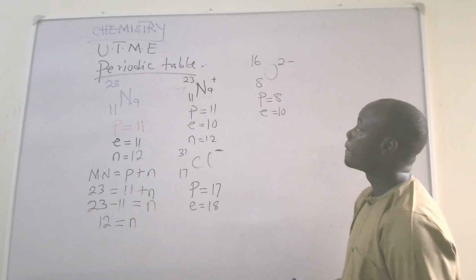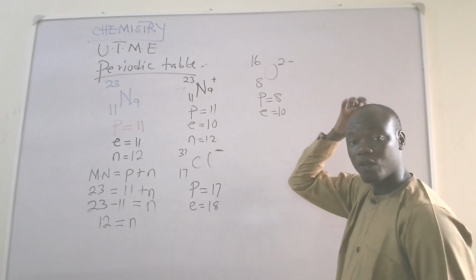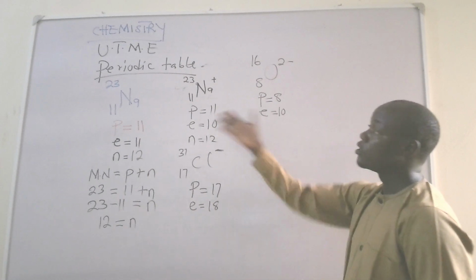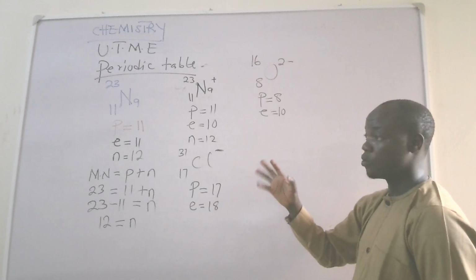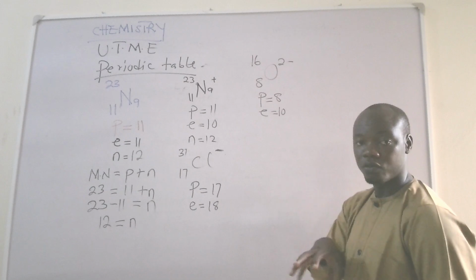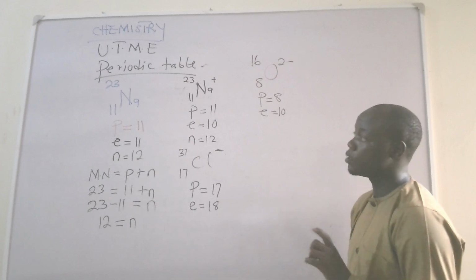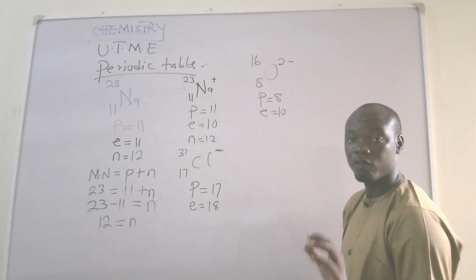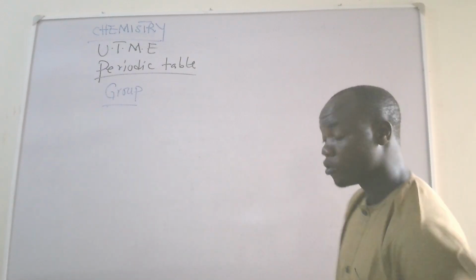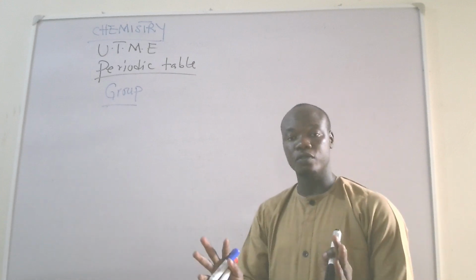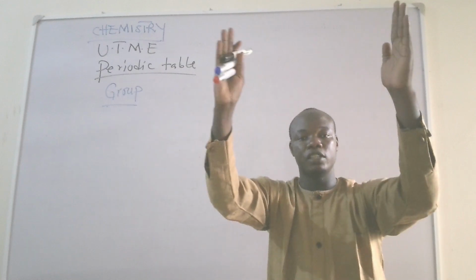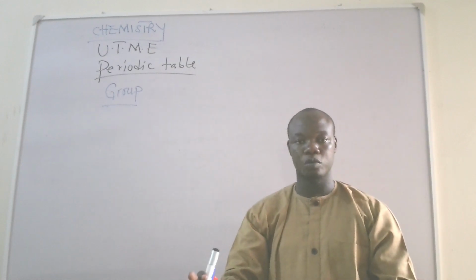So now the next thing that we are going to look at is some properties. We are going to look at the periods and the groups of the periodic table. We are now going to look at the group of the elements. A group is the vertical arrangement of the elements, so the vertical arrangement of the elements is a group.